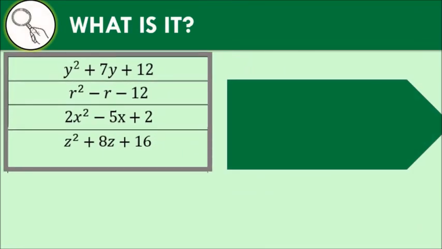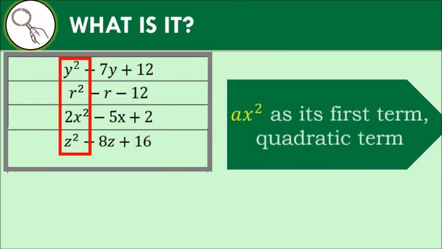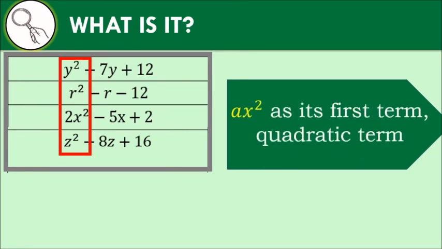Now observe that these show the following components. Look at the first term of the trinomials. What do you observe? It follows ax squared, wherein the first term is considered a quadratic term. The highest degree of the variable is 2. So here, the first term of the first answer is y squared, the variable y with the degree of 2. Same with the second, third, and fourth. They differ in the variable: the second is r, the third variable is x, and for our last example, the variable is z.